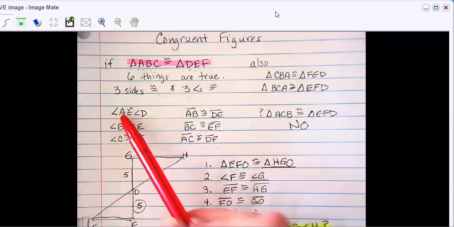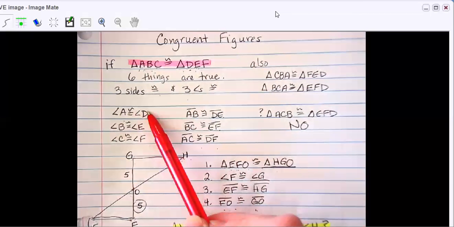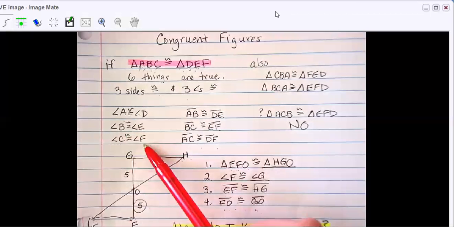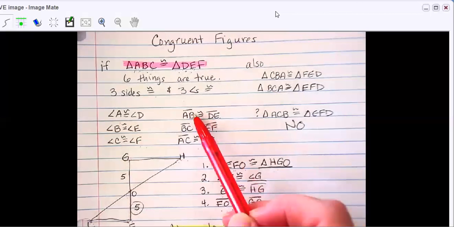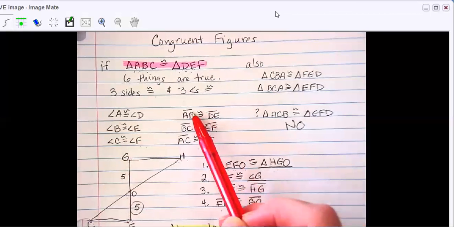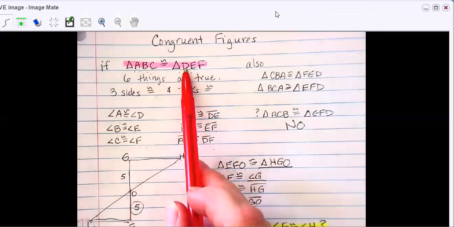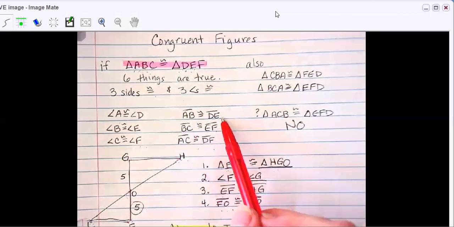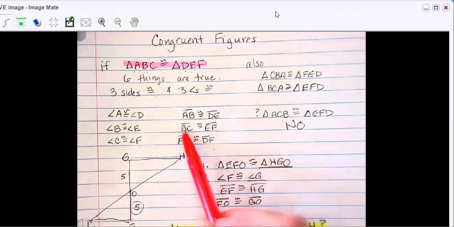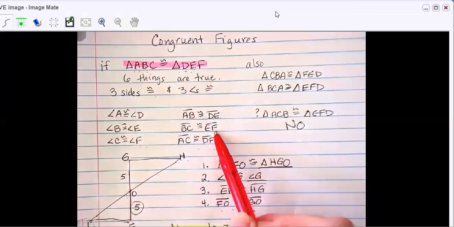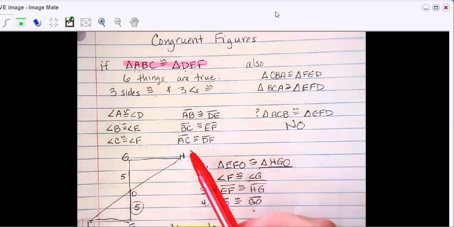So angle A is congruent to angle D, angle B is congruent to angle E, and angle C is congruent to angle F. Not hard. Okay, the sides are represented by 2 letters. So AB is a side, just like DE is a side. So AB is congruent to DE. BC, the last 2 letters, is congruent to the last 2 letters over here. So BC is congruent to EF. And then AC, the first and last letters, is congruent to the first and last letters, DF.